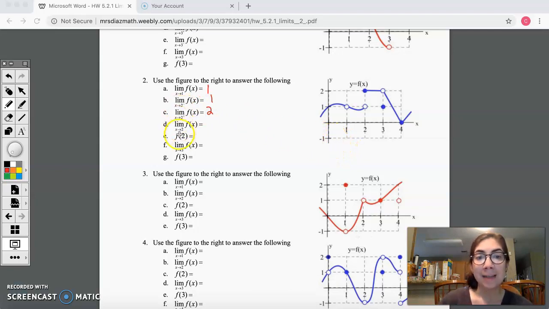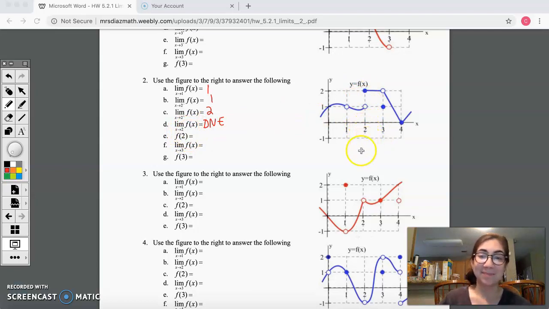And then the limit as x goes to 2. You see how there's no plus or minus in the exponent? That means from both directions. Is it coming to the same y value coming from both directions? This one is going to be does not exist. The limit does not exist because from the left side it was 1, from the right side it was 2. Since they're not the same value, the limit does not exist for x going to 2.